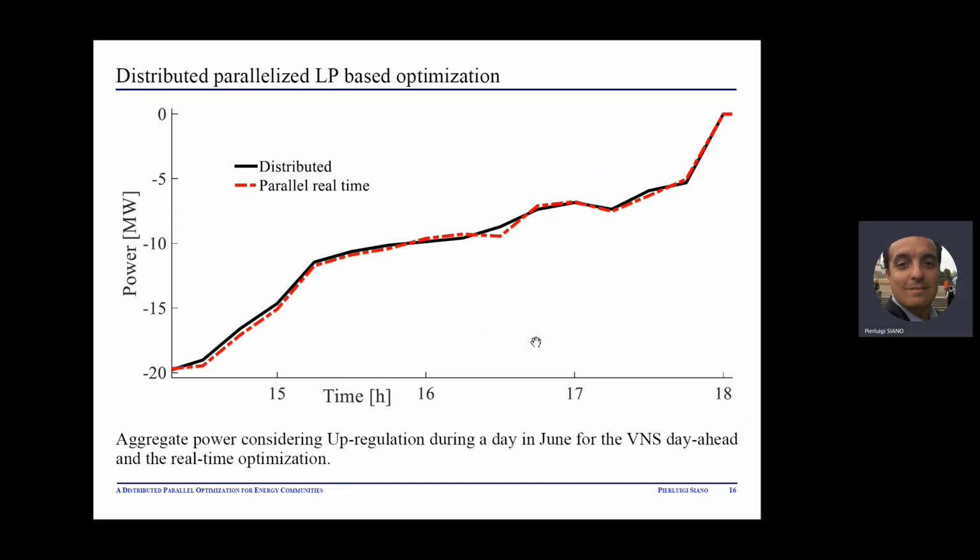Considering a day-ahead forecast error of 20% for electrical load and 10% for photovoltaic production, we can see in this figure the absorbed powers related to the day-ahead and real-time optimization. It's worth noting that regardless of the forecast error, the parallel real-time optimization can achieve a power profile very close to that accepted during the day-ahead in the ancillary services market, thus not incurring any penalty.